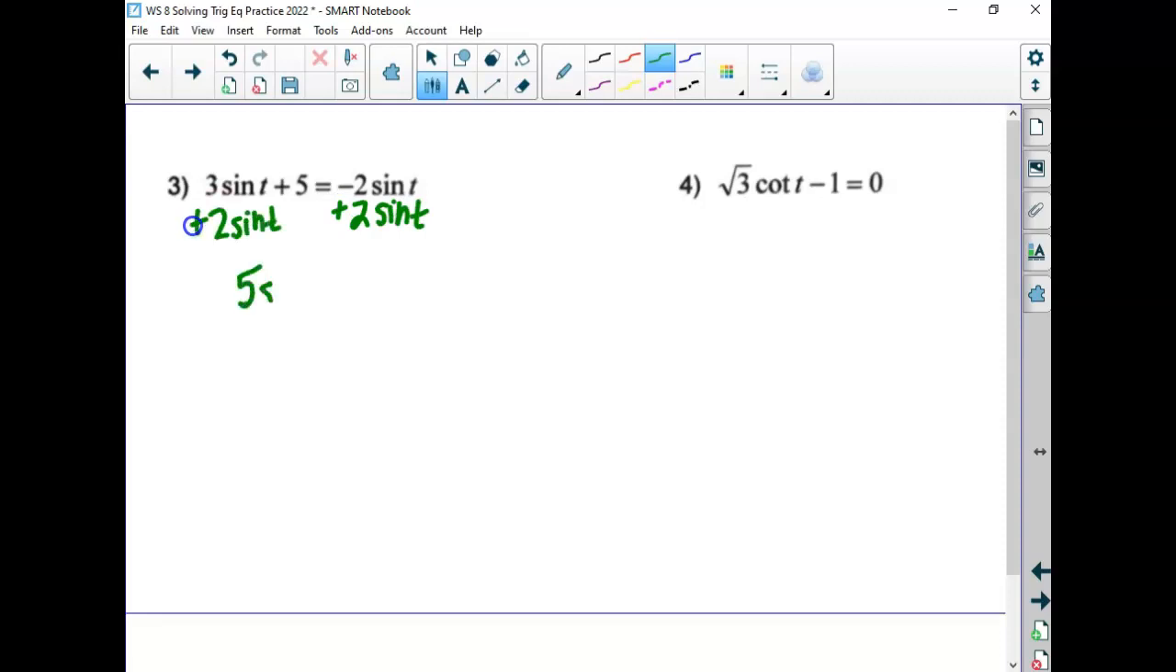So now we have 5 sine t plus 5 equals 0. Then what? If we solve for the sine of t, we'd have to subtract the 5 over there and then divide by that 5. So it would become negative 1. Did I do too many steps in my head?